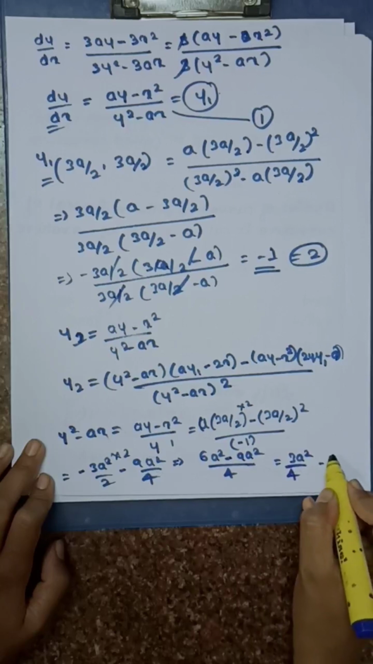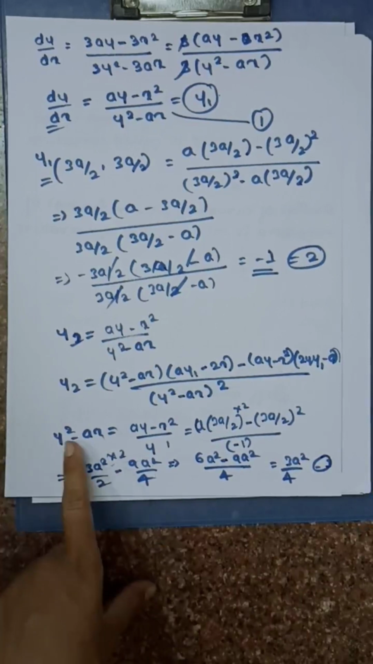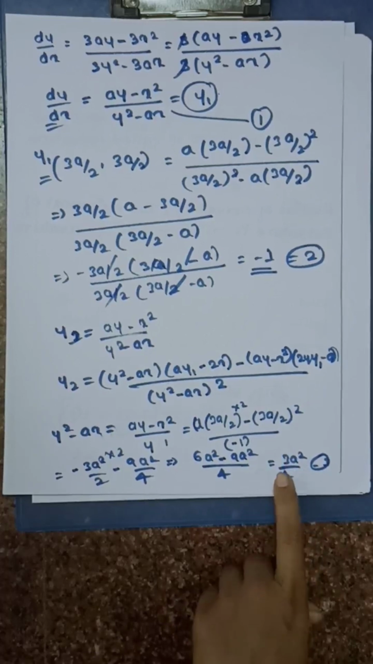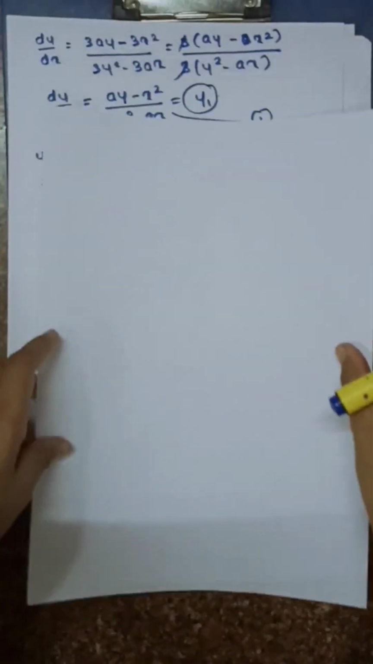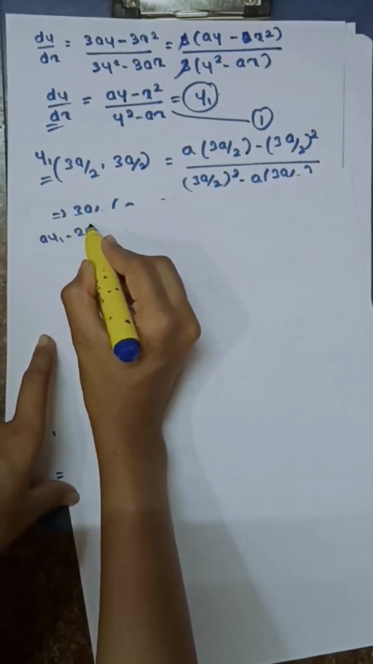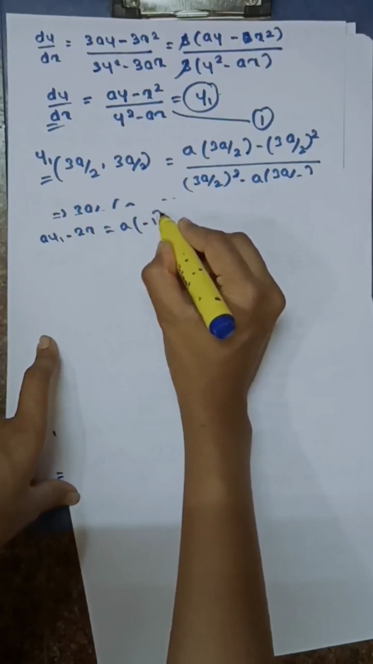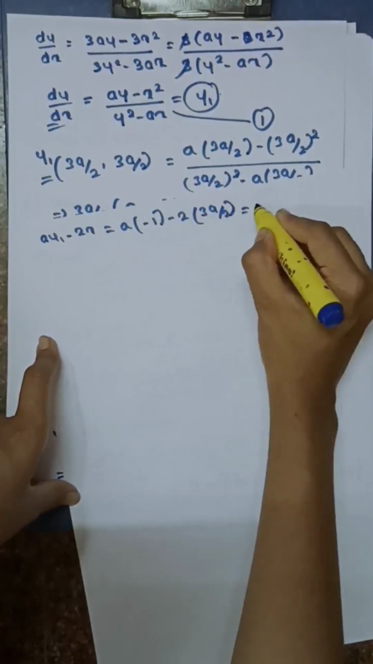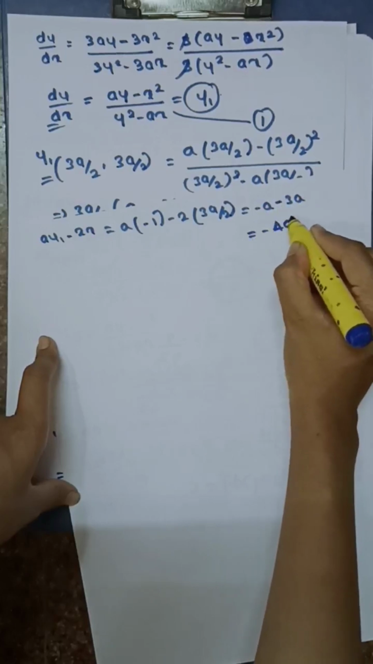This will be our equation number 3. So now we have got the value of y square minus ax as 3a square by 4. Next we need the value of a y1 minus 2ax. So a as it is, then value of y1 is minus 1 minus 2, value of x is 3a by 2. So minus a minus 3a. This will be minus 4a.